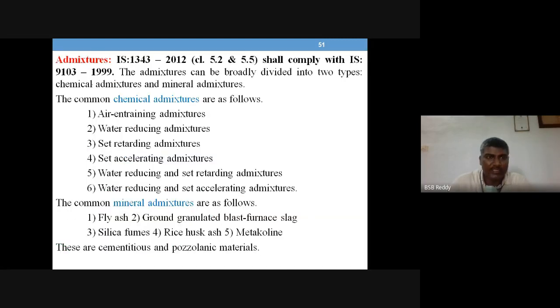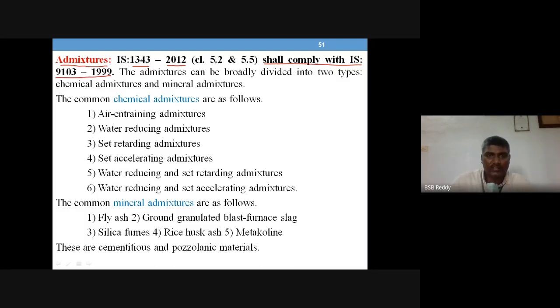Right. Coming to the admixtures, in IS 1343:2012, clauses 5.2 and 5.5 say that all the admixtures shall comply with all the requirements presented in IS 9103:1999. IS code 9103. Right.